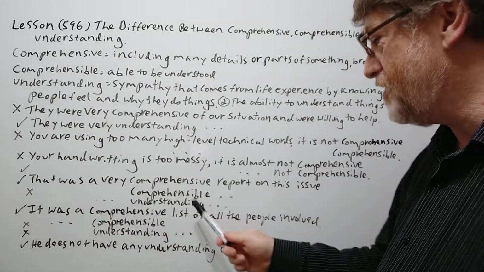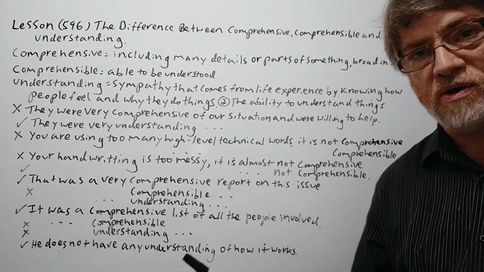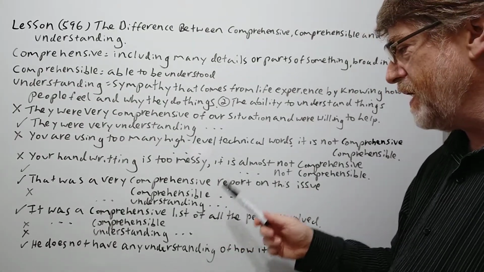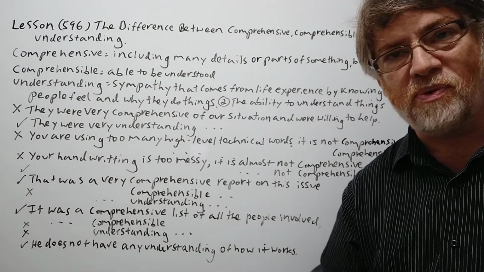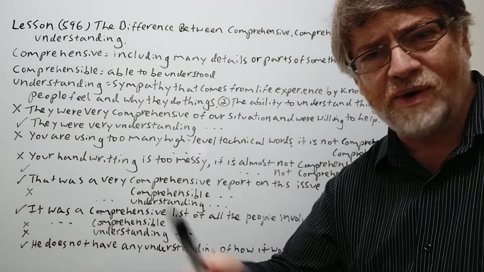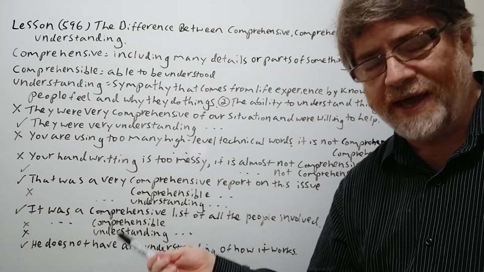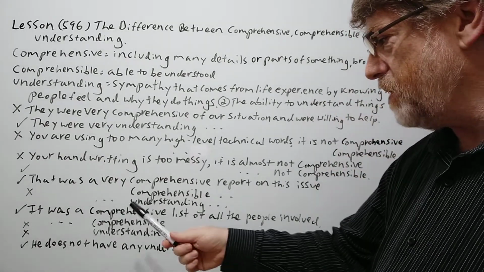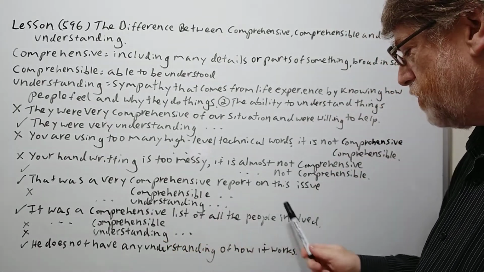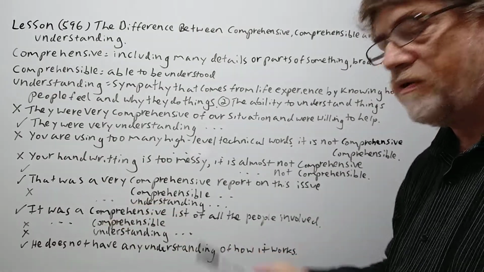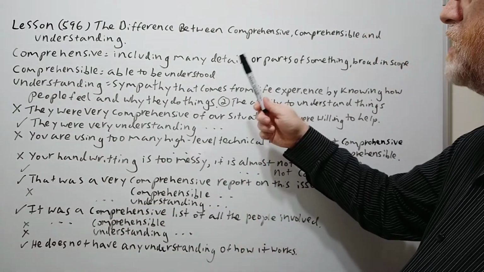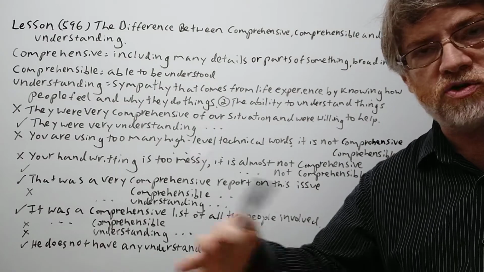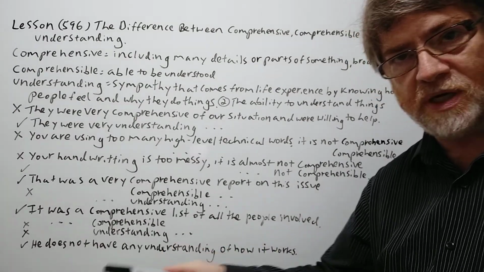That was a very understanding report. Now, that would make no sense at all, because you are using understanding here as an adjective, and that means that the report would feel sorry for you or have sympathy for you. That doesn't make any sense at all. Let's continue. It was a comprehensive list of all the people involved. All right, that's the check. That is correct. Again, we're using comprehensive to mean including many details or many parts, many names. It included all the names.